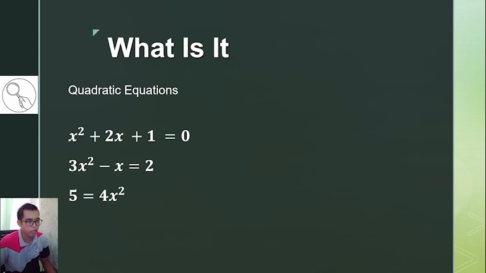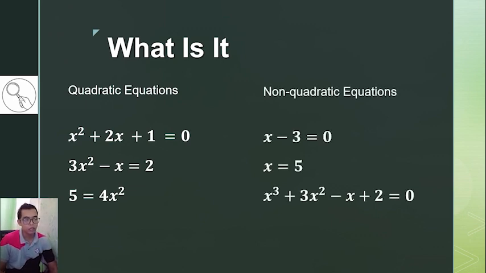On the next one, 3x squared minus x equals 2. This is not equated to 0, but still it has a degree of 2. This is still a quadratic equation. Here are the non-examples, non-quadratic equations. So you have x minus 3 equals 0. This is called a linear equation. x equals 5 is also a linear equation, the second non-example. And x cubed plus 3x squared minus x plus 2 equals 0. Even though it is equated to 0, the highest exponent is 3. That means this is not a quadratic equation.